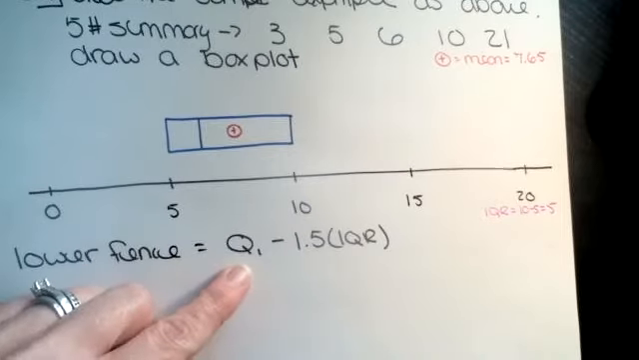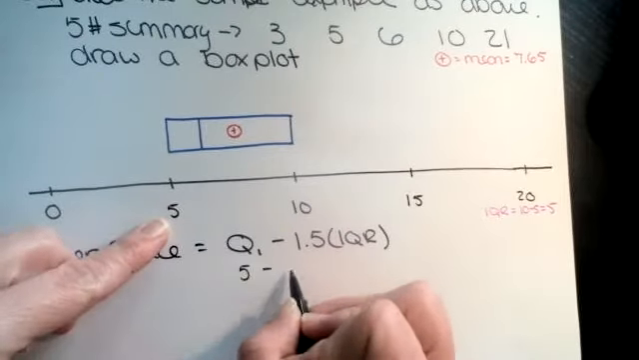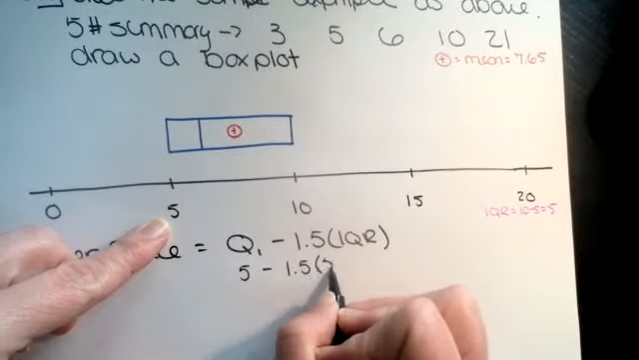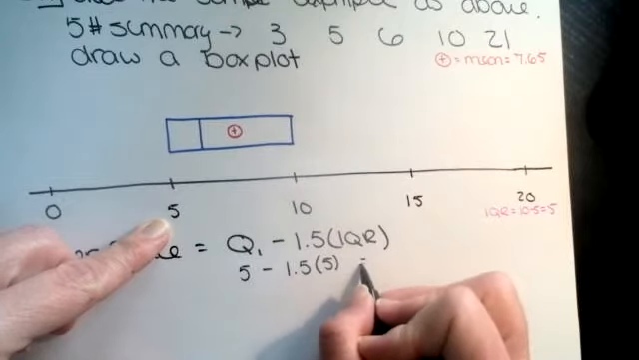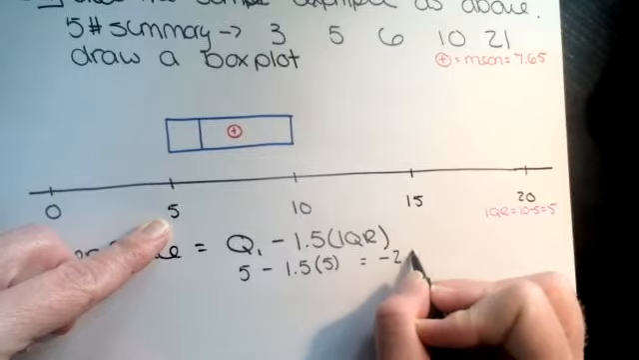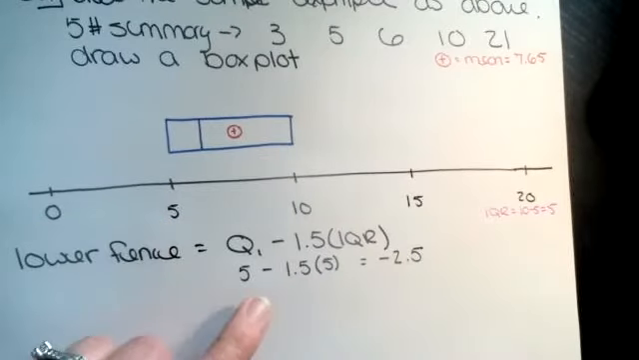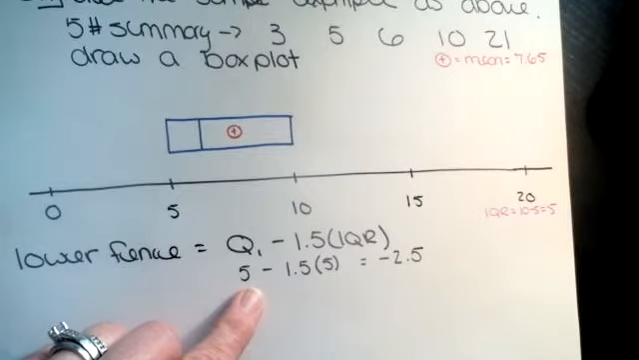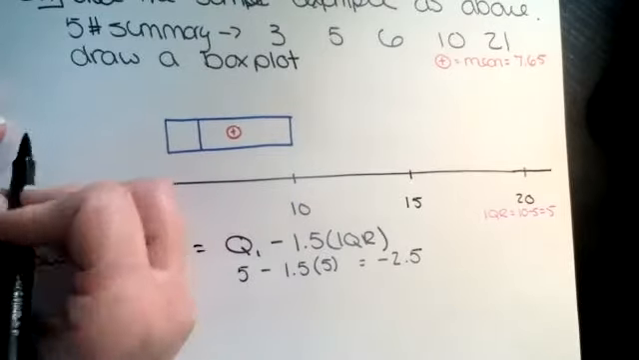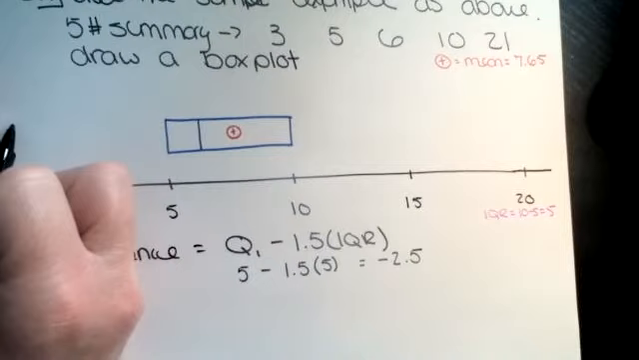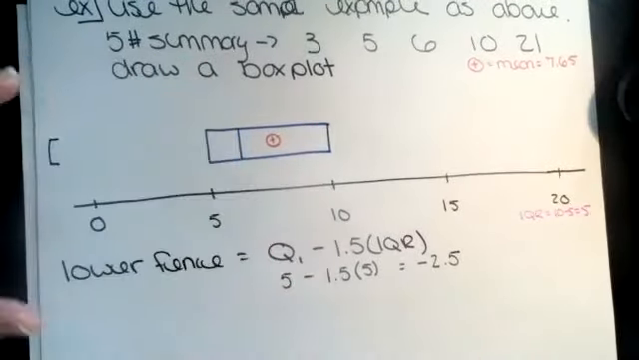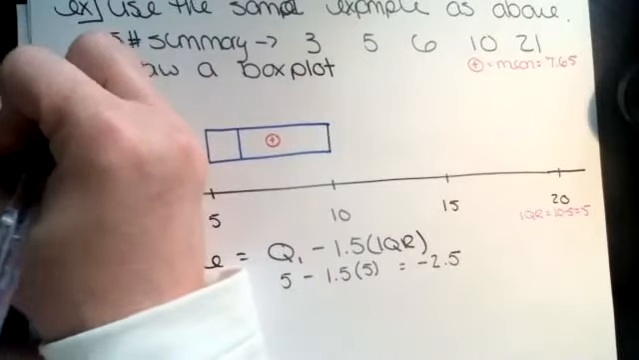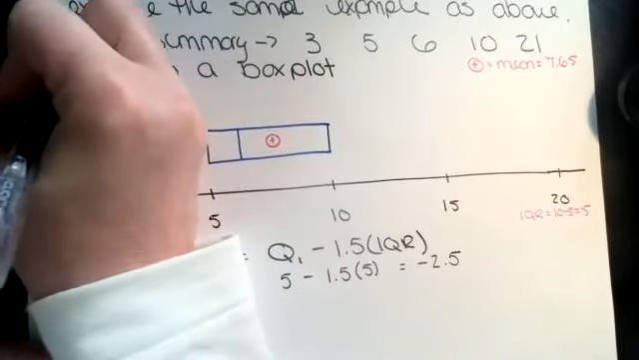So I'm going to just plug into this. Quartile 1 is 5 minus 1.5 times 5. Okay. This is going to leave me with a negative number, and that's okay. So this just leaves me with negative 2.5 when I calculate that out. So that's my lower fence. I'm just going to put that on here, because negative 2.5 would be over here somewhere, and I just mark it like that. I'm going to label it so you know what that is, but you don't need to label it. That's my lower fence.